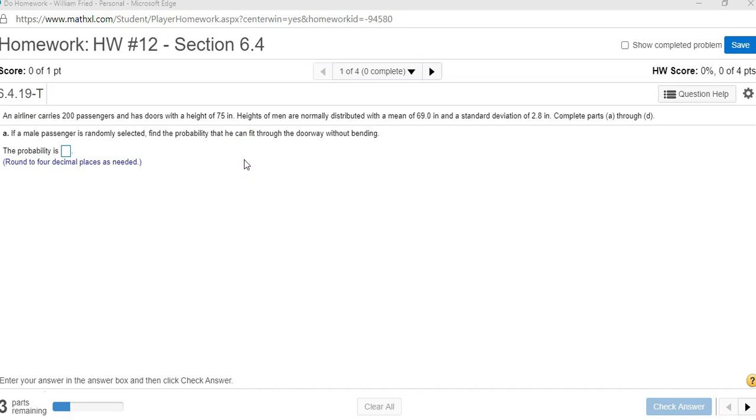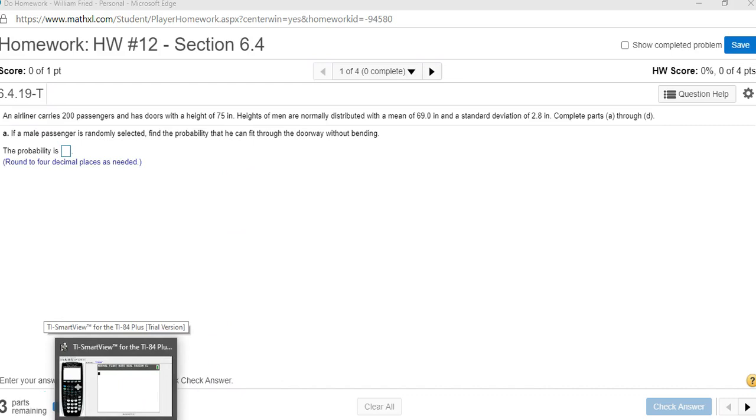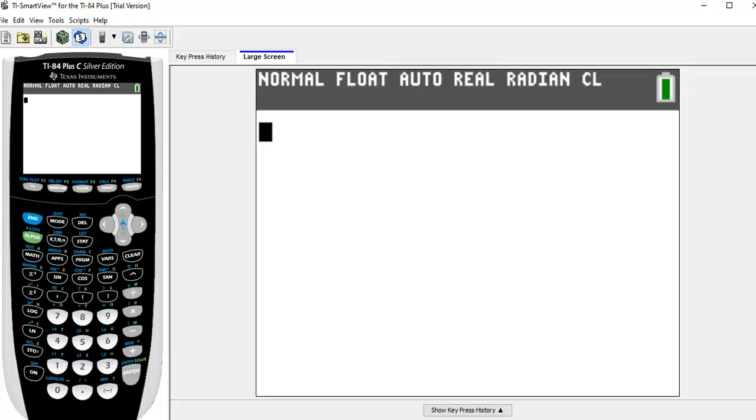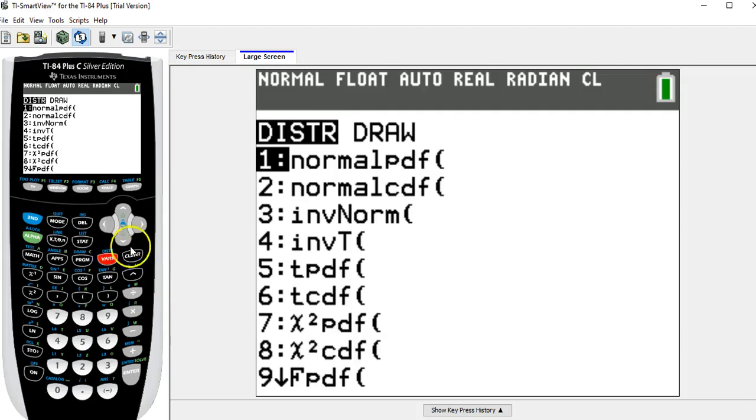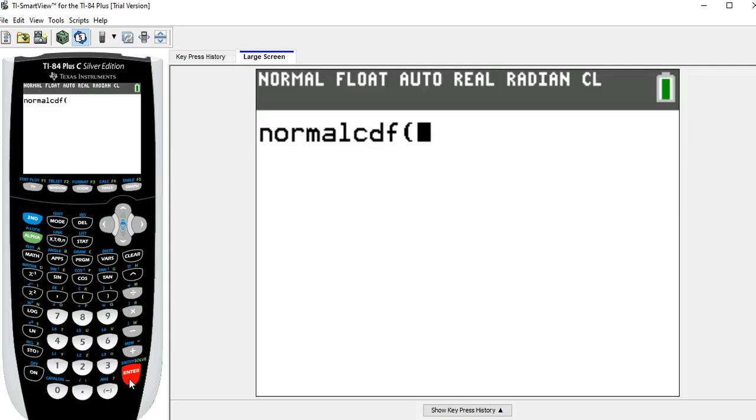That's asking the probability that his height is less than 75, which I can do using normal CDF. So it's less than 75 with a mean of 69 and a standard deviation of 2.8. So when I go to the calculator, I'm going to go to distributions. The second one there is normal CDF, and my stat wizard is off. So I'm going to enter the low X value, the high X value, the mean and standard deviation.